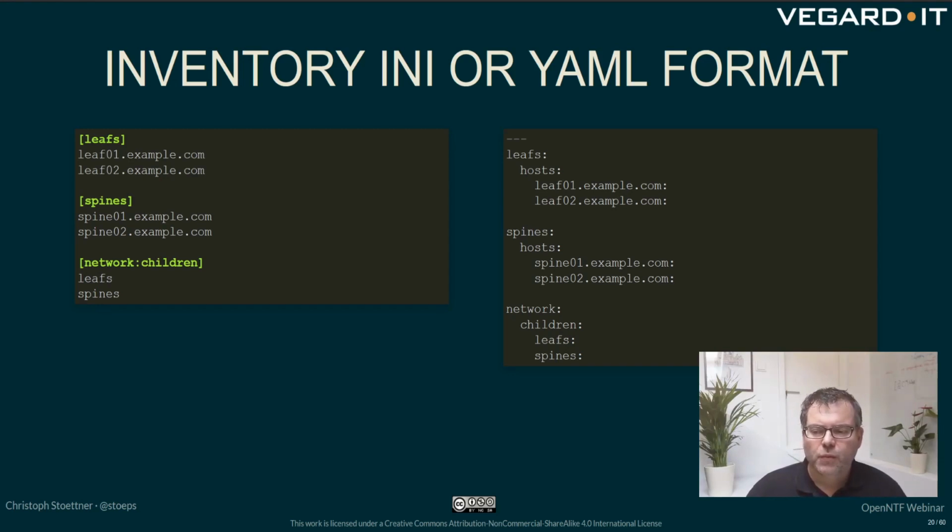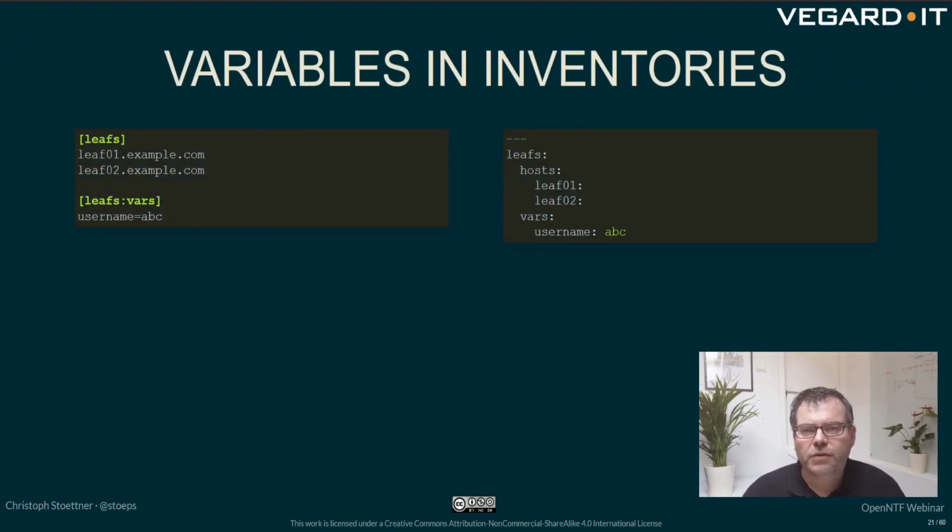So within our inventory file, we can also define variables. That's easy in the INI format. I just mention the host group name and add :vars. Then we can define the variable name, equals, and the value. We can do the same in the YAML format, just add another option, vars, and indent the variable name, colon, and the value. That's the only difference. As I said, inventories can get complicated very easily. Let's go with the INI format for now.